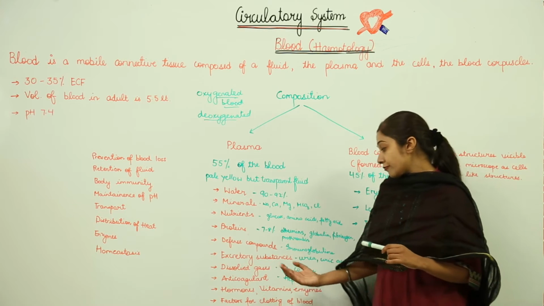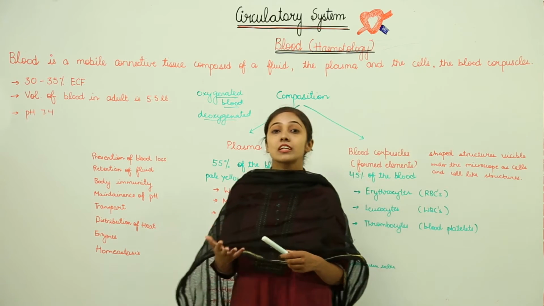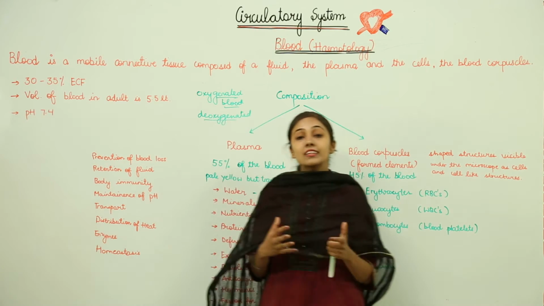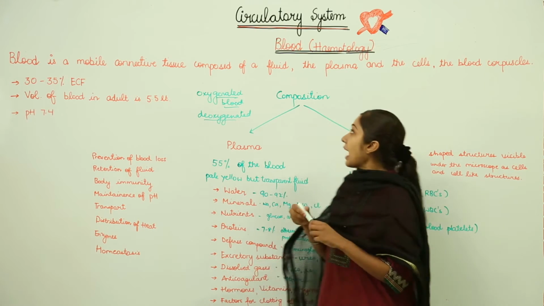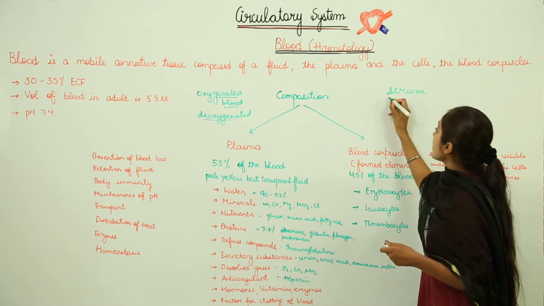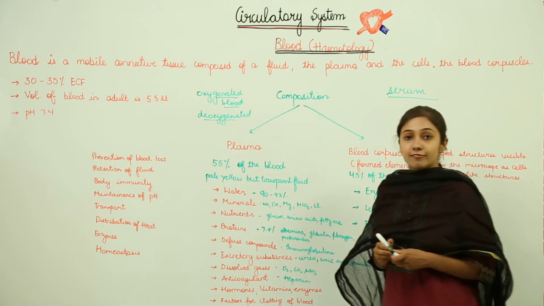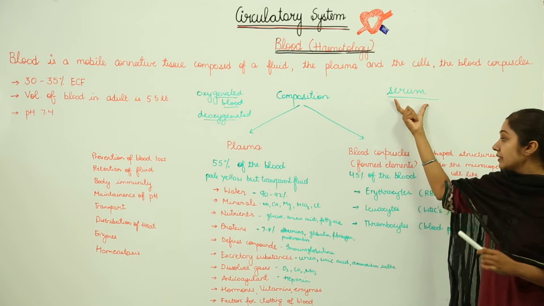Plus we also have factors which are there for clotting of blood. When the factors for clotting of blood are not there, then we call that fluid as serum. When the clotting factors are absent, we call that fluid as what? The serum, right? Just remember this.